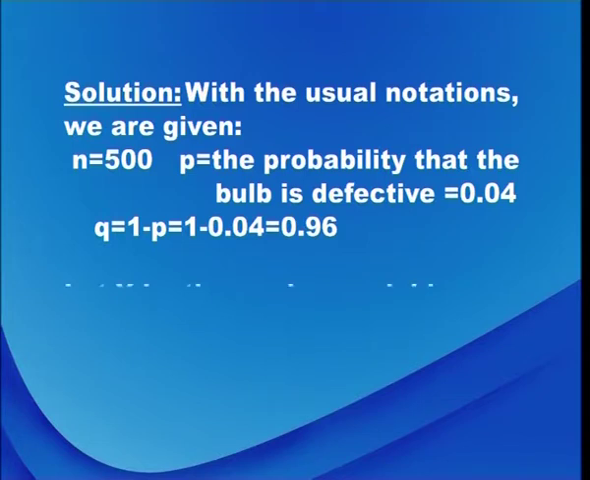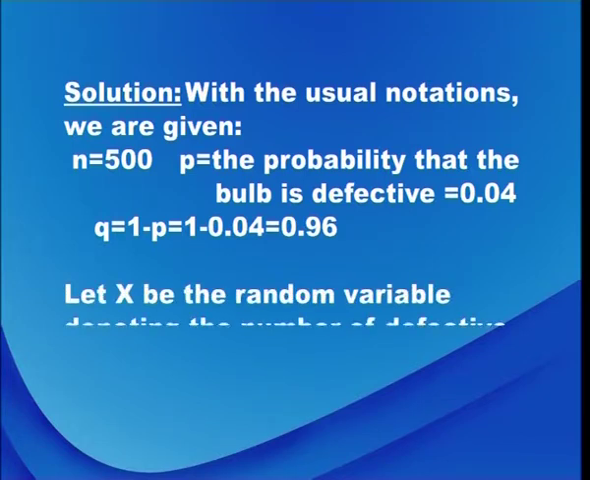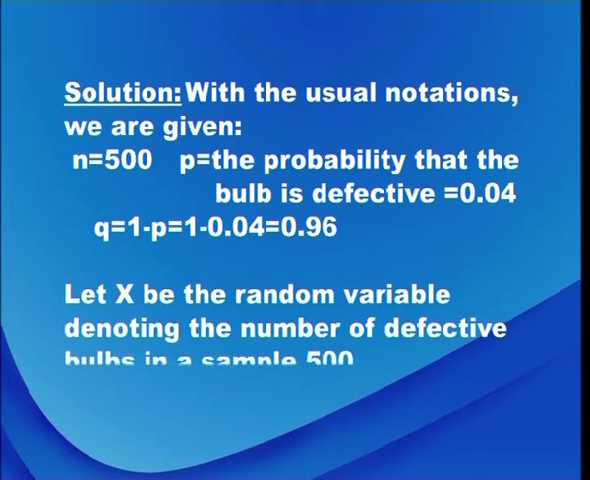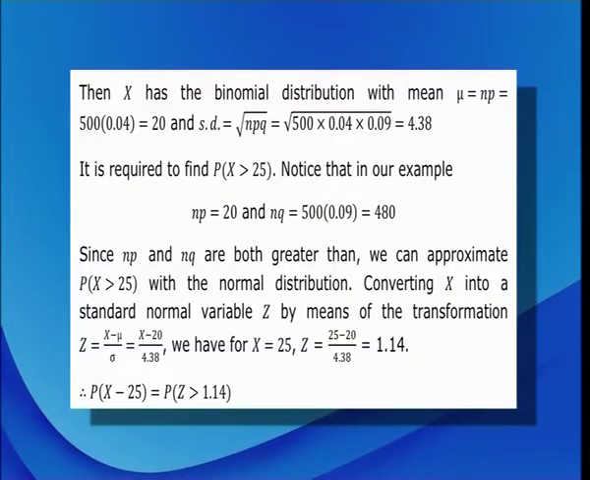Now q will be equal to 1 minus p, which is equal to 1 minus 0.04, which is equal to 0.96. Now let x be the random variable denoting the number of defective bulbs in the sample of 500. Then x has a binomial distribution with mean mu equals np, which is 500 times 0.04, which is equal to 20, and standard deviation equals the square root of npq, which is the square root of 500 times 0.04 times 0.96, which is equal to 4.38.